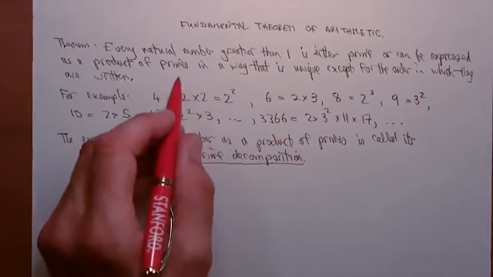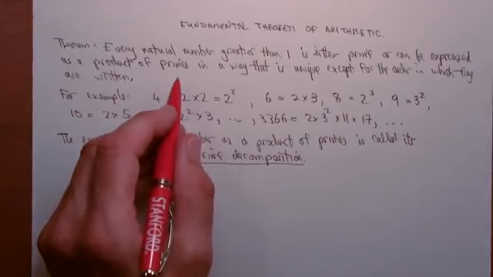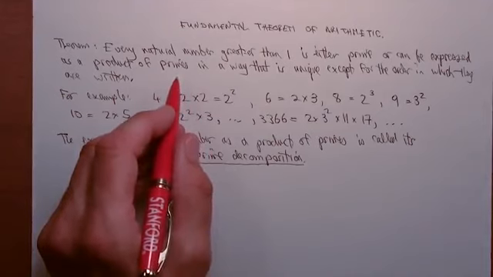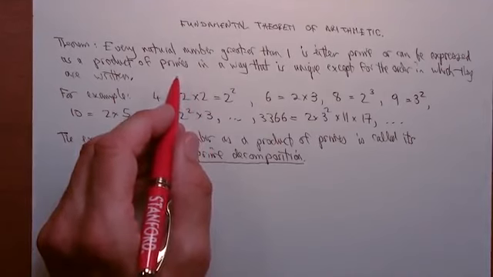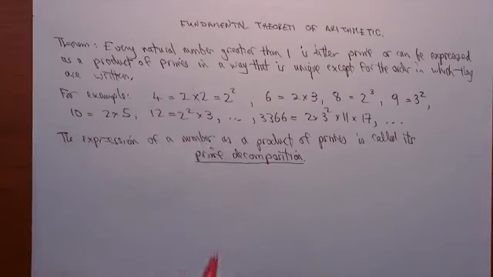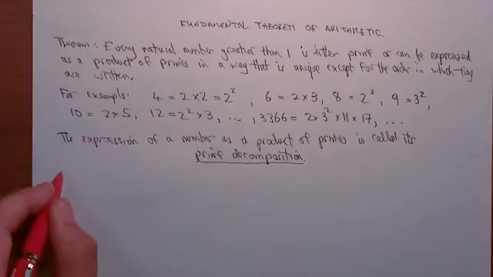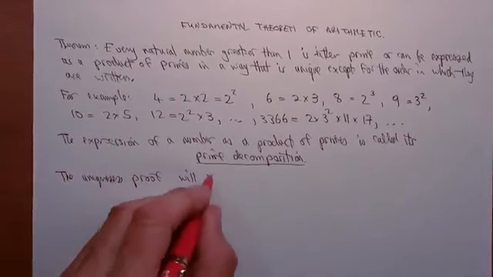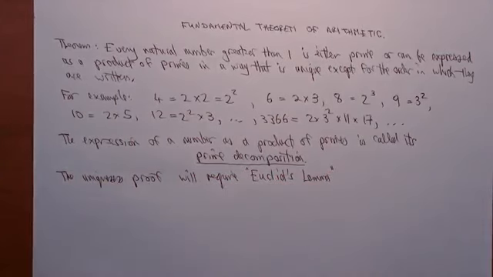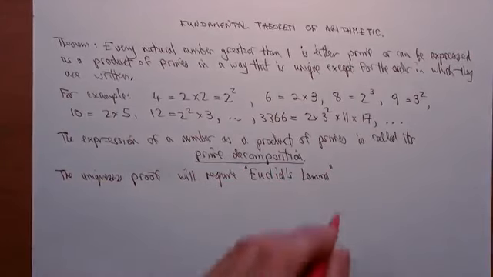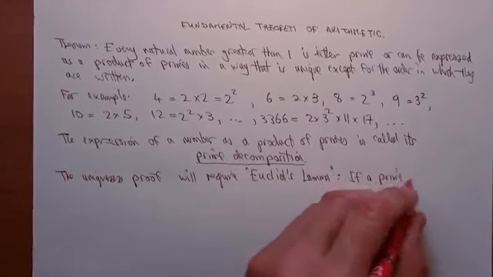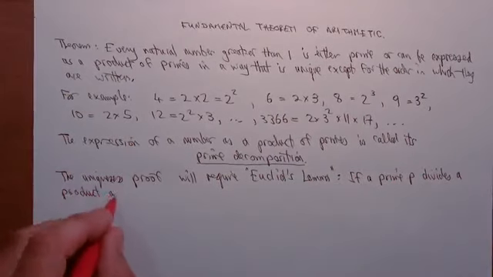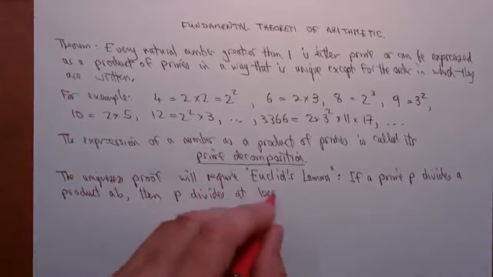Well, we proved part of this a little while ago, the existence part, though I'm going to give you another proof of existence in a moment. But the new part is to prove uniqueness. The uniqueness proof will require Euclid's lemma. That says, if a prime P divides a product AB, then P divides at least one of A or B.